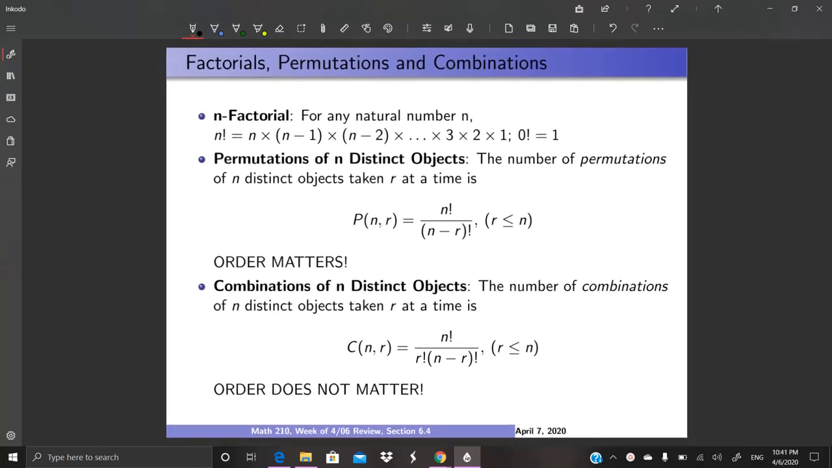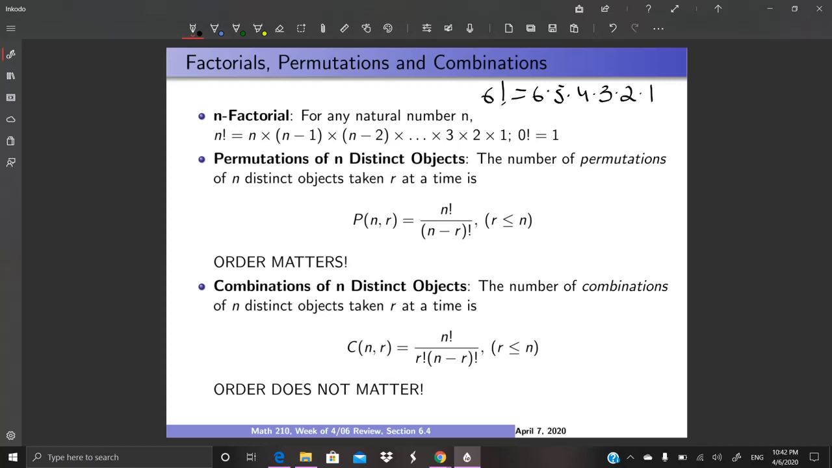So the first one here is n factorial. For any natural number n, meaning any number like 0, 1, 2, 3, 4, 5, counting numbers, n factorial is n times n minus 1 times n minus 2, and we keep decreasing by 1, multiplying all the way until we get to 1. So for example, 6 factorial is of course 6 times 5 times 4 times 3 times 2 times 1.